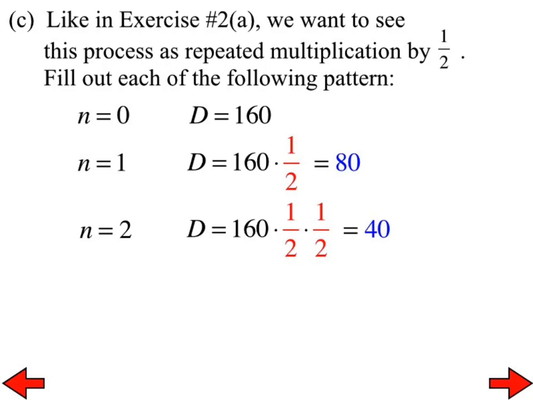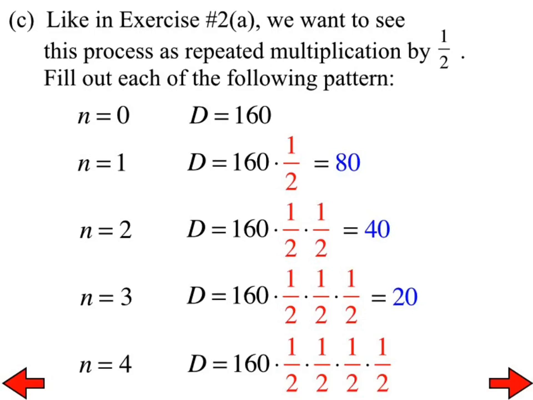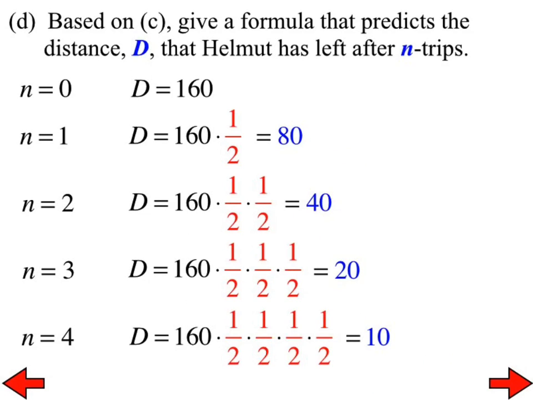All right, so the rest of this should look obviously like this. The third trip, 160 times 1/2 times 1/2 times 1/2, which is where we get the 20. And fourth trip, 160 times 1/2 times 1/2 times 1/2 times 1/2. That's where we get the 10. Then we need the formula, Spencer. D equals 160 times 1/2 to the n power.